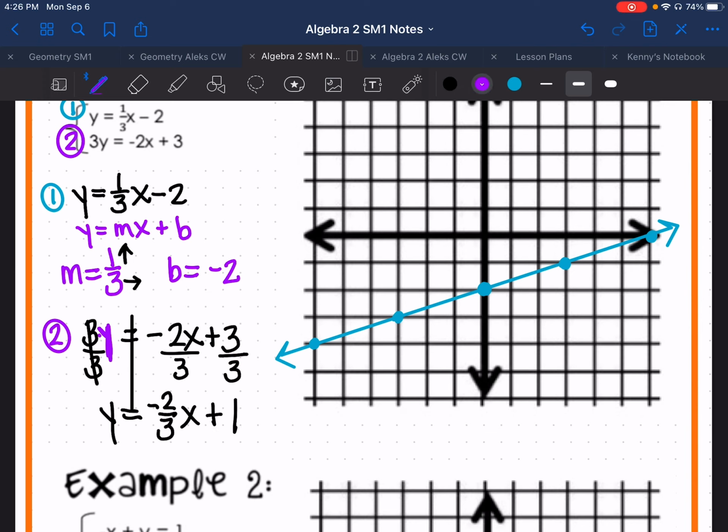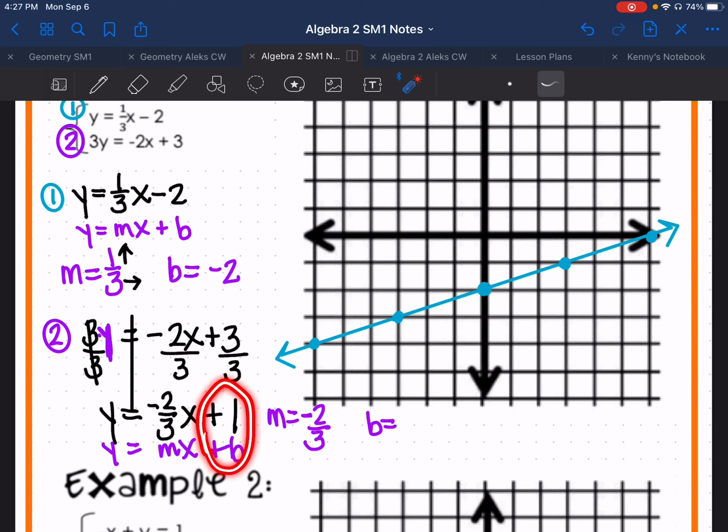All right, now I can say y equals mx plus b, and I can see that my m in this case will be the negative 2/3. I like to keep the negative with the numerator and keep the denominator positive, but it doesn't matter. It just has to be with one or the other. And I can see here that b is 1. So remember, I'm going to move down 2 and 3 to the right because negative is down.